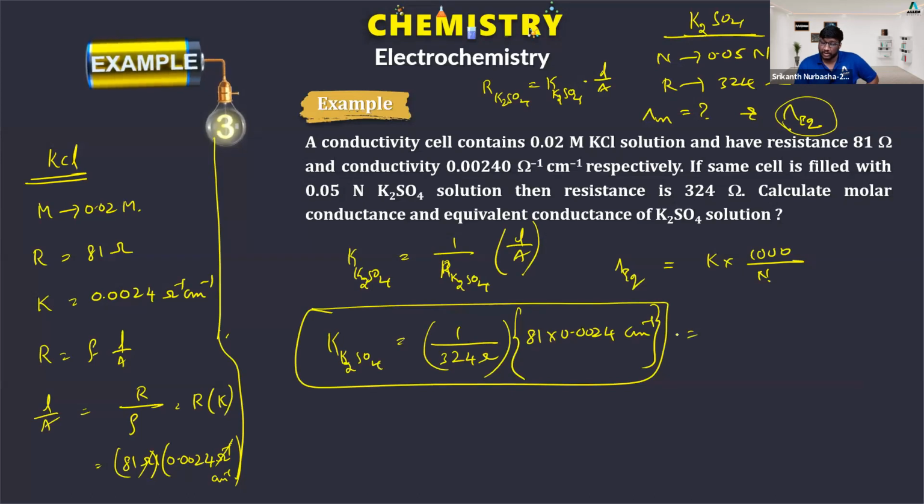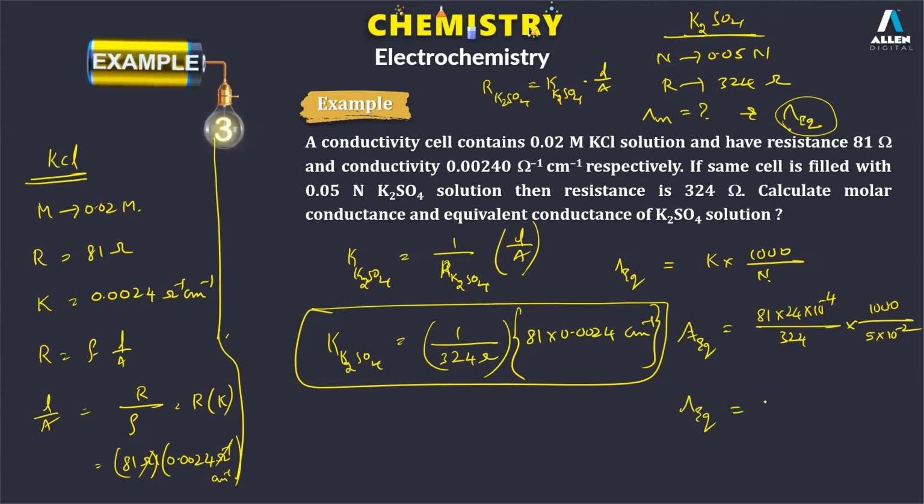So therefore, equivalent conductance is equal to K, 81 into 24 into 10 power minus 4, divided by 324 into 1000 divided by normality. Normality is given as 0.05, that is 5 into 10 power minus 2. Do the calculation, all of you. Check out the calculation perfectly.